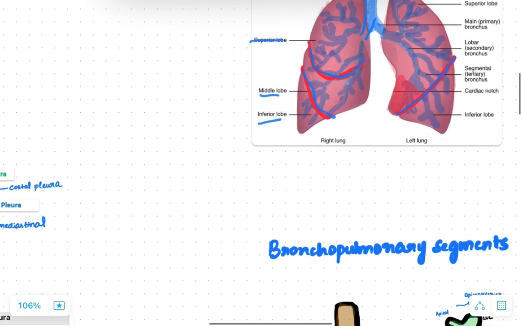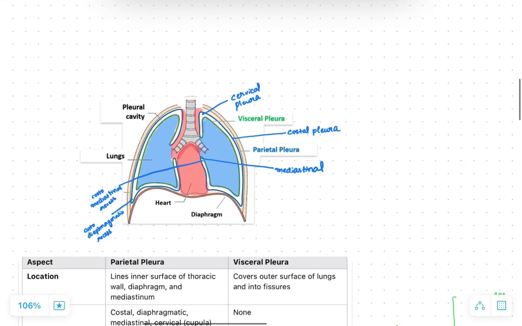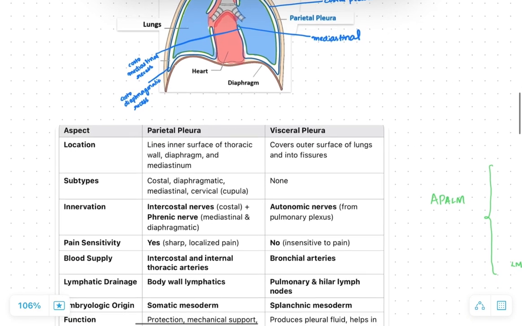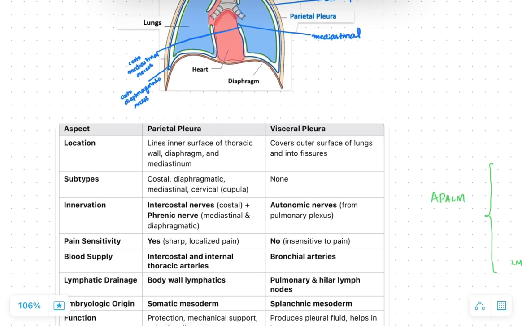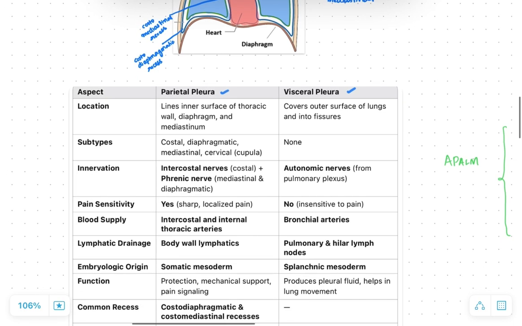Coming to the coverings, the lung is covered by the pleura. It is divided into two types, parietal pleura and visceral pleura. Parietal pleura lines the inner surface of the thoracic wall, diaphragm and the mediastinum. Visceral pleura covers the surface of the lung. It covers the viscera, that's why it is called visceral pleura, and it also extends into the fissures.